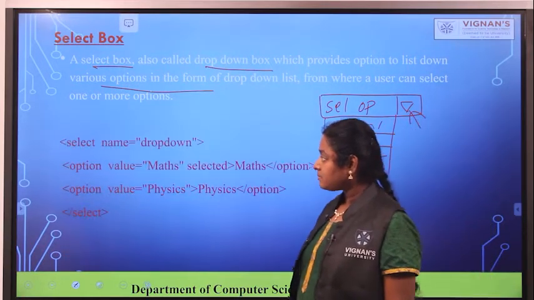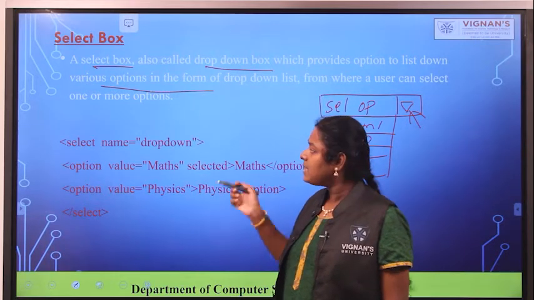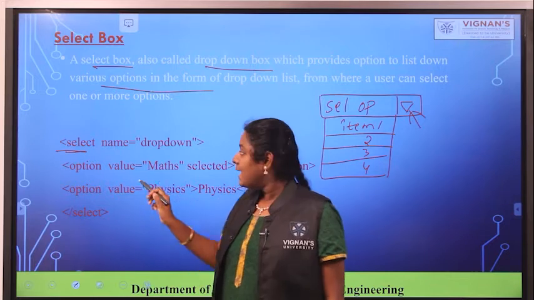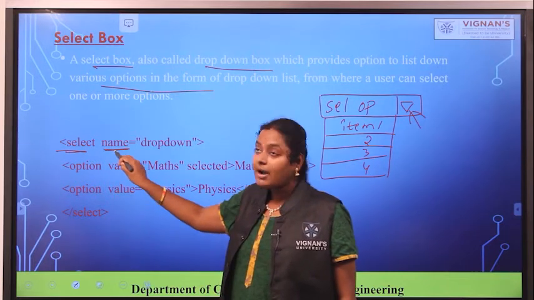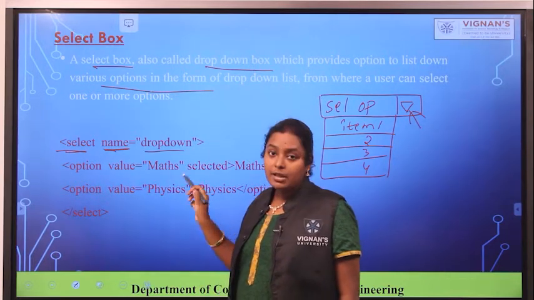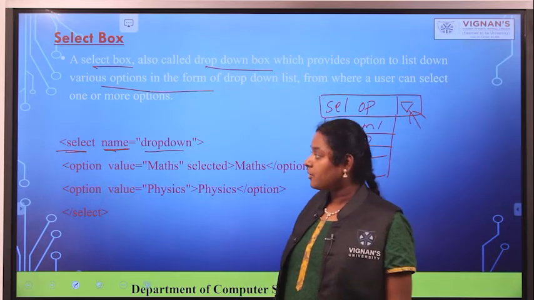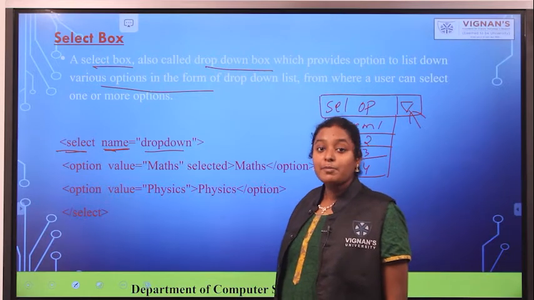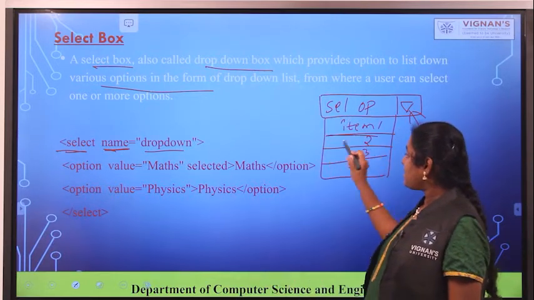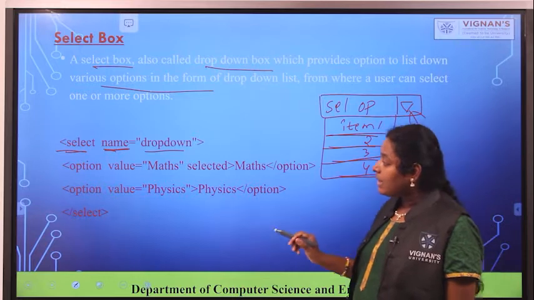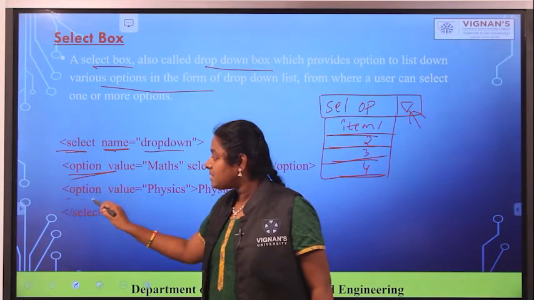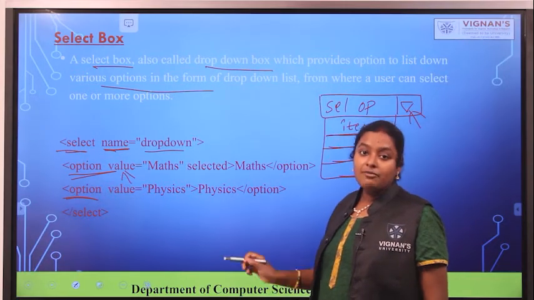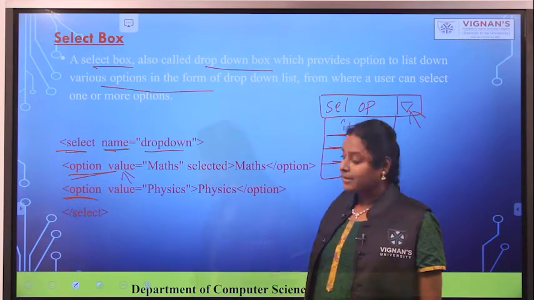So the syntax for the select box is you have to use a tag called select. It has an attribute called name. Name is nothing but the name you want to give to the corresponding control. Within the select you are having multiple options. To display these options you need a tag called option tag. This option tag has the value. Value is nothing but the value of the corresponding tag.